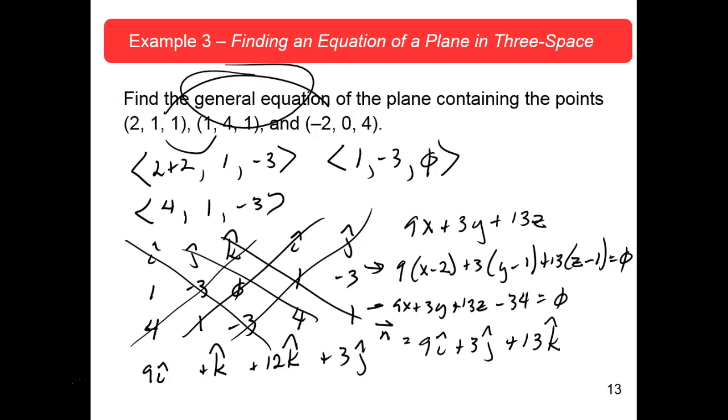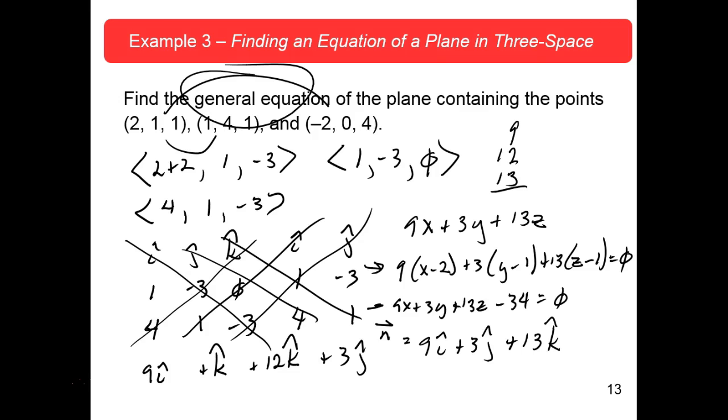9 times 2, we already know this one, is 18 plus 3 plus 13. That better be 34, and it is, right? Let's do the other 2. 9 plus 12 plus 13. That's 25, and 9 is 34. Yes, that one works. Let's see that last one, okay?